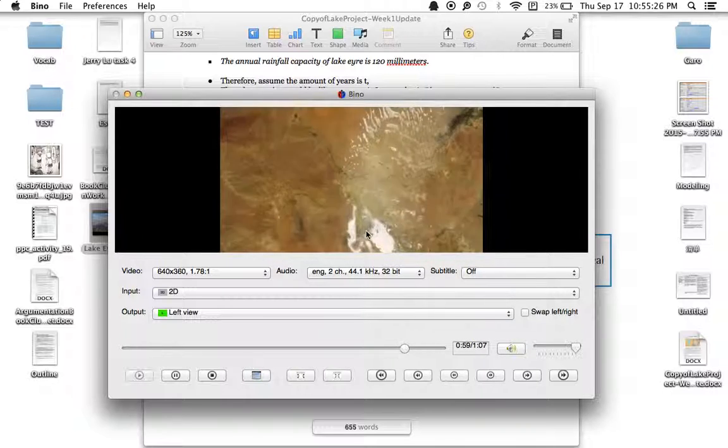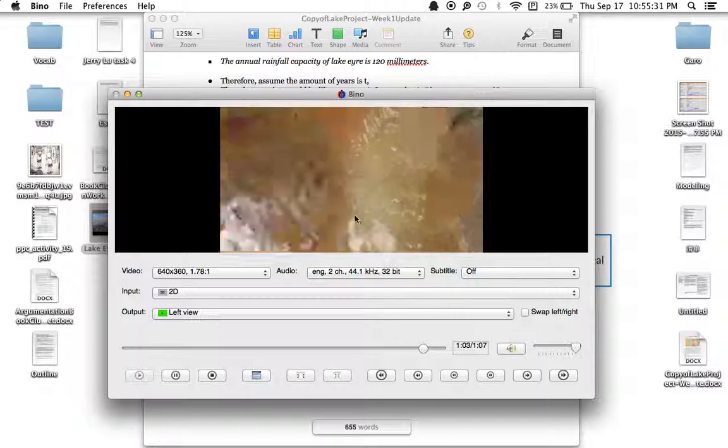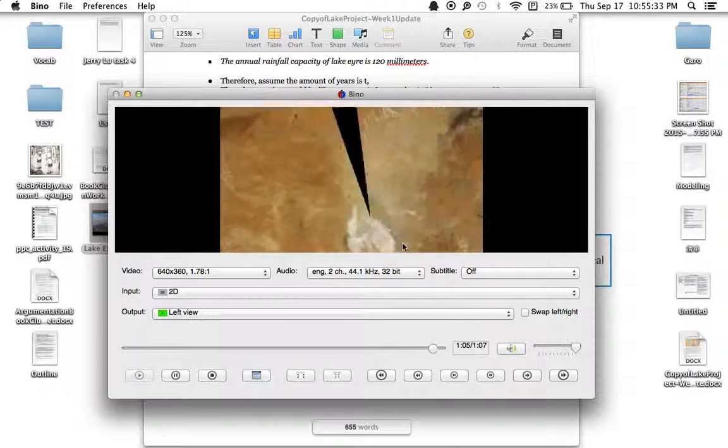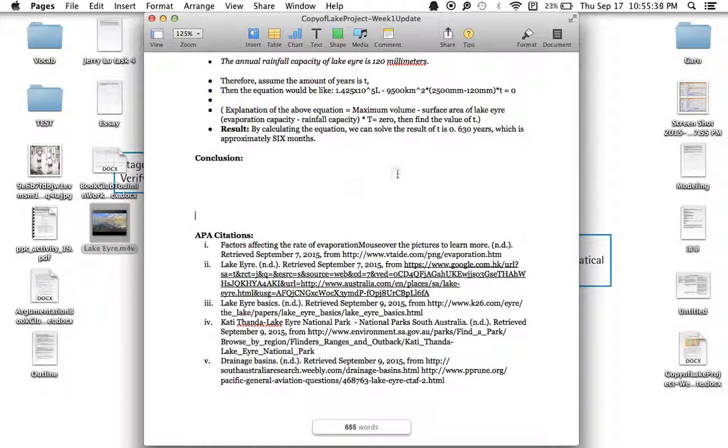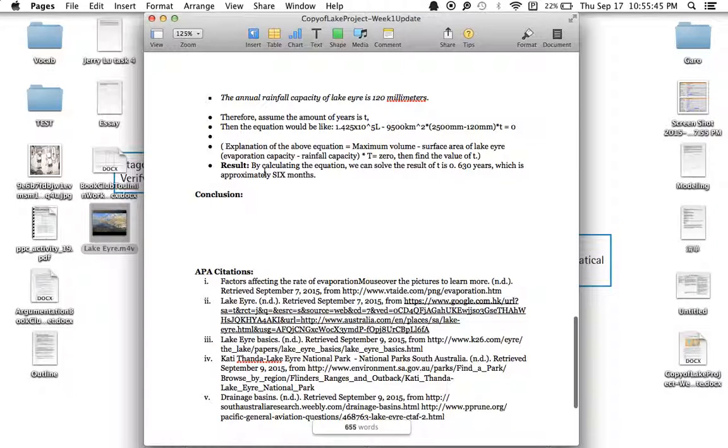And when the wet season comes, it will be filled again. So this is the pattern of how the lake works, and the result from our assumption is 6 months.